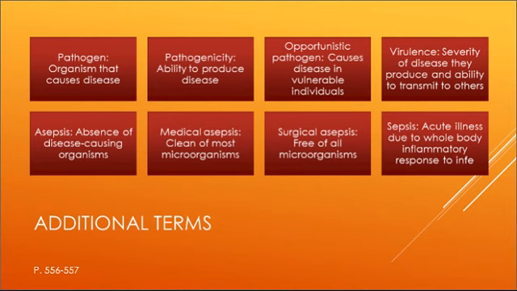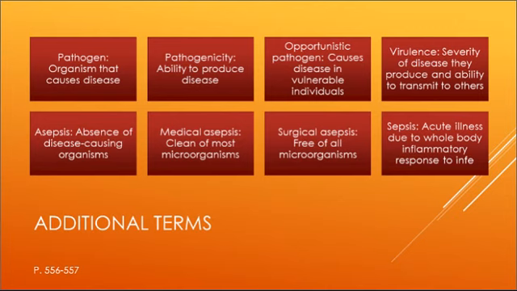Okay, some more terms. Pathogen versus pathogenicity. Pathogen is the organism that causes it. Pathogenicity is its ability to produce the disease. Opportunistic are those that cause disease in vulnerable individuals. Opportunistic infections would be like the HIV person that gets pneumocystis pneumonia or something that someone else may not develop, but because they are vulnerable, the opportunistic infection comes in.